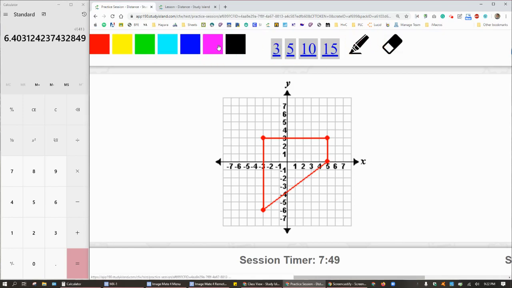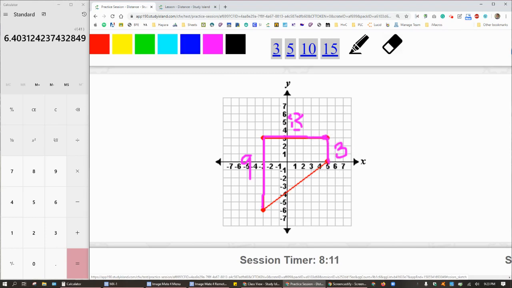Some of these we could just count. What is this vertically? From 3 to negative 6. This distance right here, that's 9. So we got 9 there. The distance from here to here, from negative 3 to positive 5, that's 8. And the distance from here to here, from 3 to 0, that's 3.